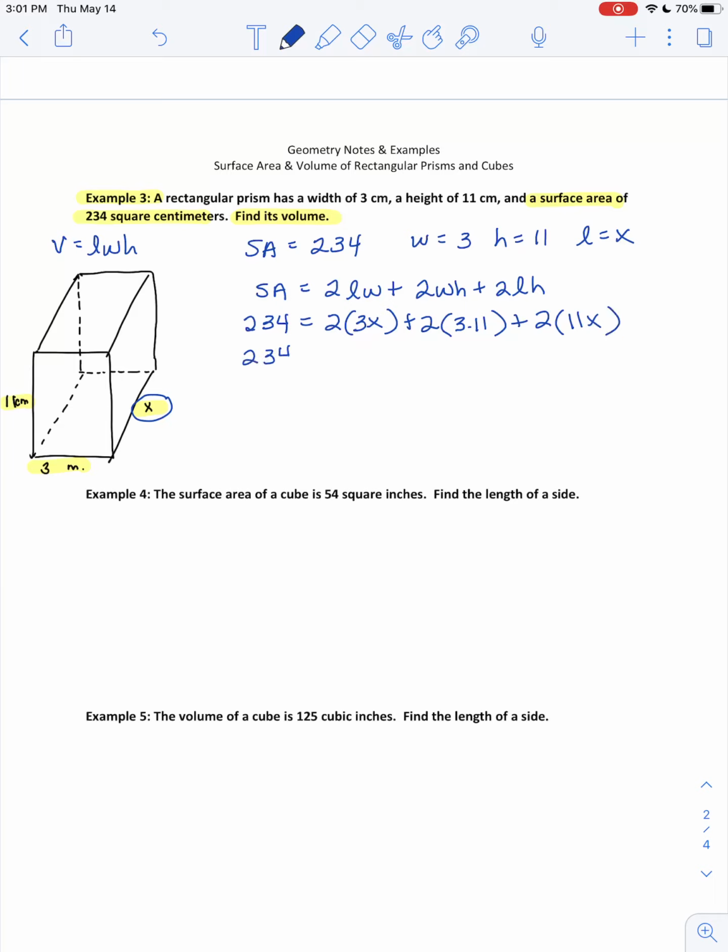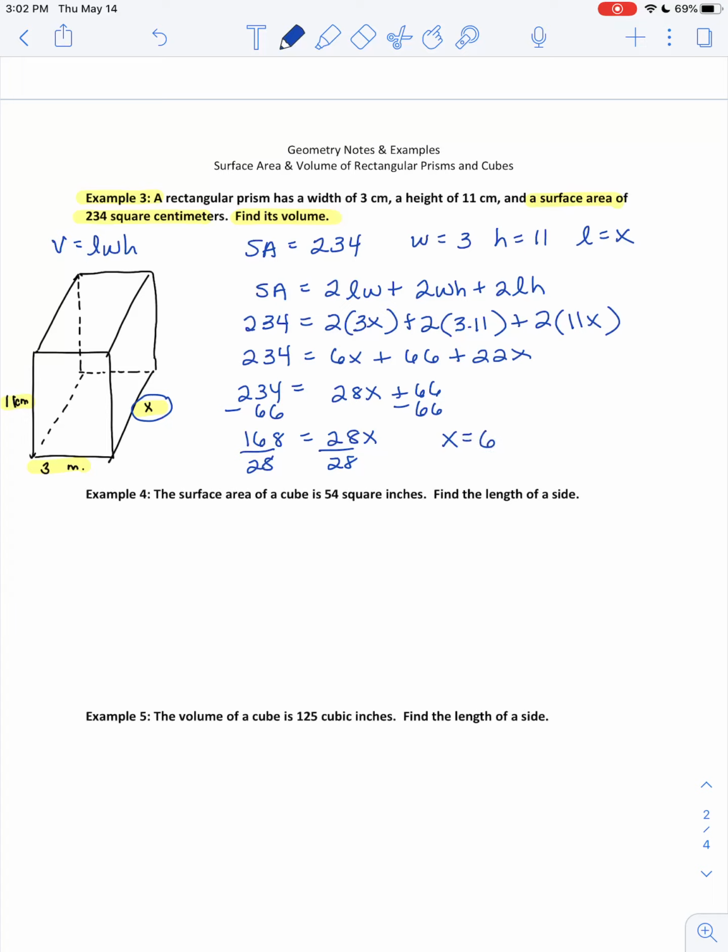And let's start simplifying our equation. We'll have 234 equals 6x plus 66 plus 22x. And one step further, combine our like terms, we have 28x plus 66 equals 234. So now we can solve for x. We can subtract 66. 234 minus 66 is going to give us 168. 168 equals 28x. Divide both sides by 28, and x equals 6. So the hard part is done.